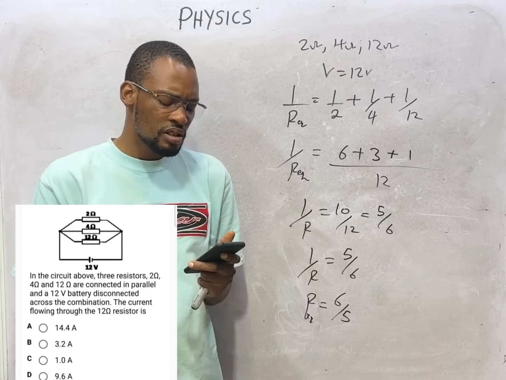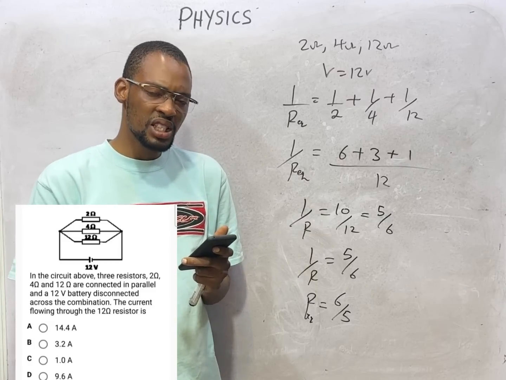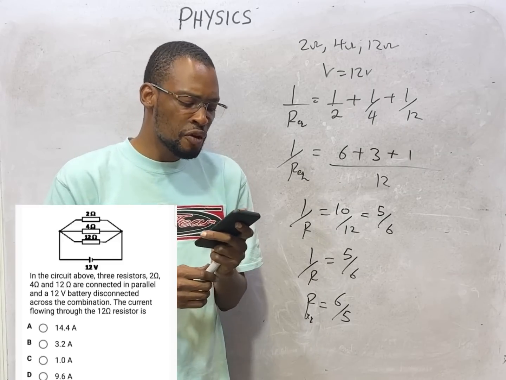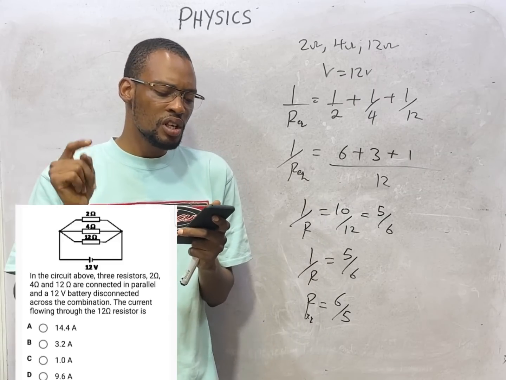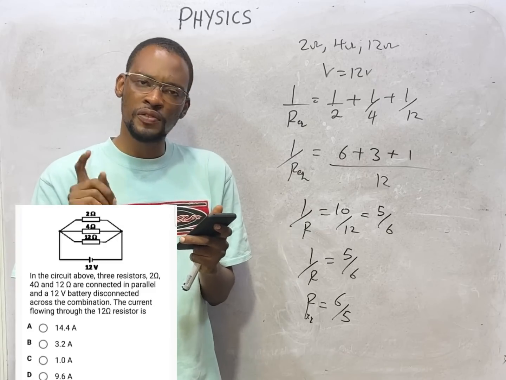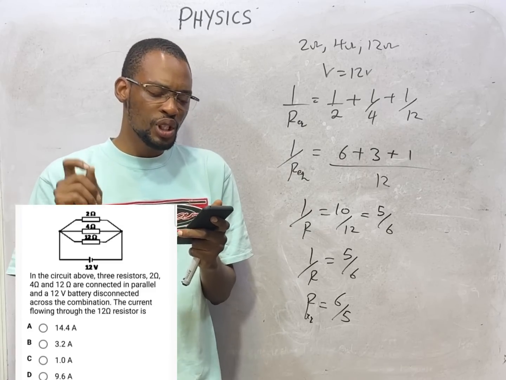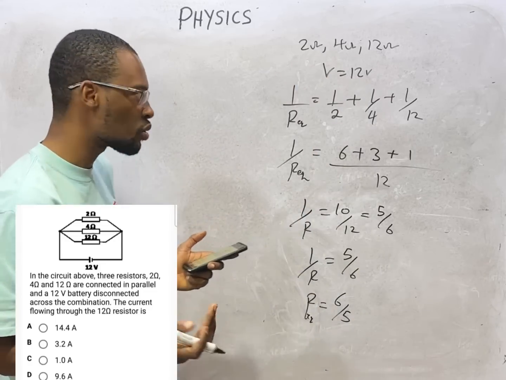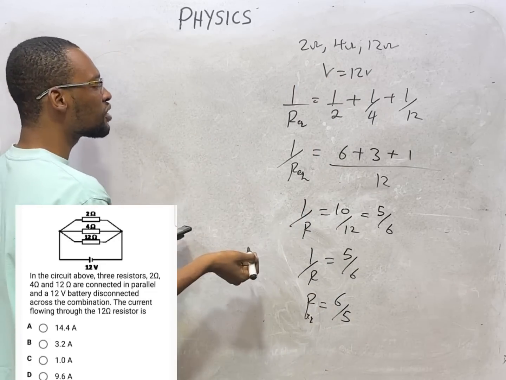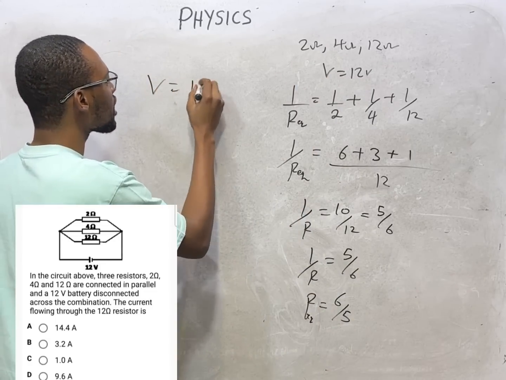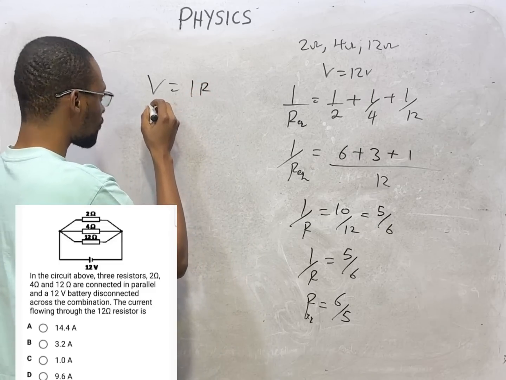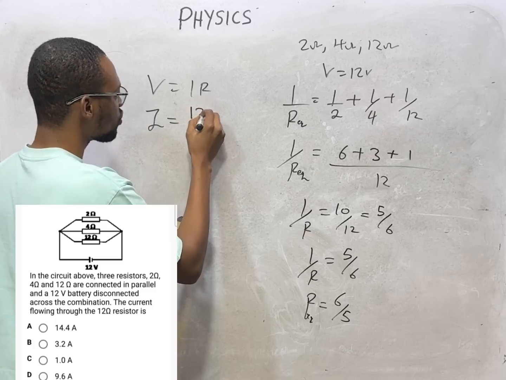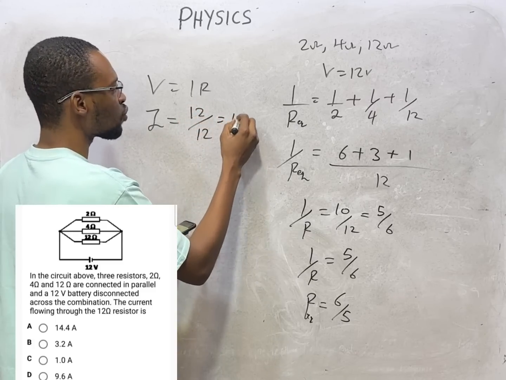But in this case, the resistors are in parallel, so the same voltage applies. 12 volts is across the 2 ohms, 12 volts is across the 4 ohms, and 12 volts is across the 12 ohm resistor. So this is not even needed at all. The same voltage is applied, so V equals IR. The current for the 12 ohms will simply be 12 over the resistance, that's 1 amp.